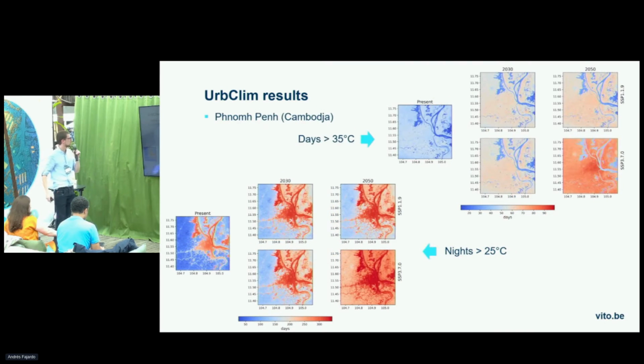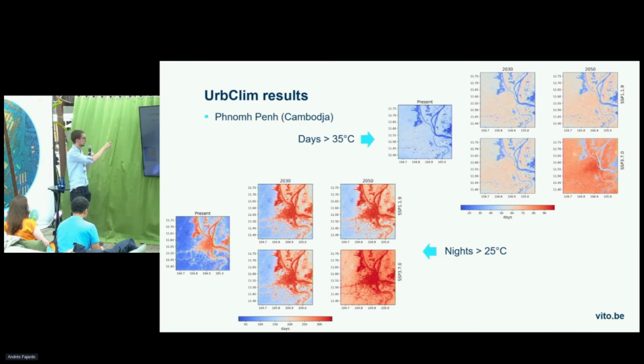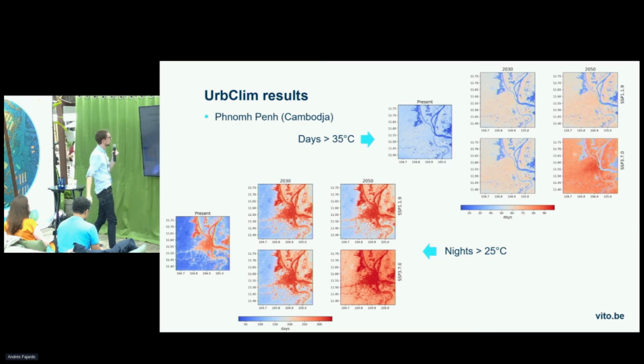This is a second example. Here we also checked the climate change signal. I show you two figures. On the top you have the number of days that are above 35 degrees. We are in Cambodia, in Phnom Penh, the capital of Cambodia. At present day, you can see that the number of days where the temperature goes above 35 degrees is quite limited, about 30, 40 days each year.